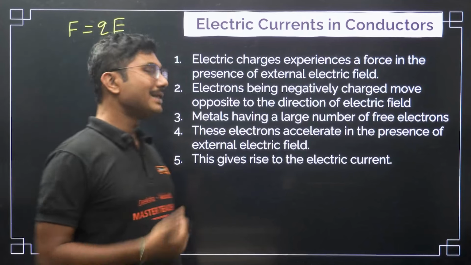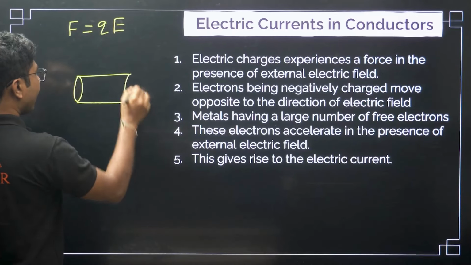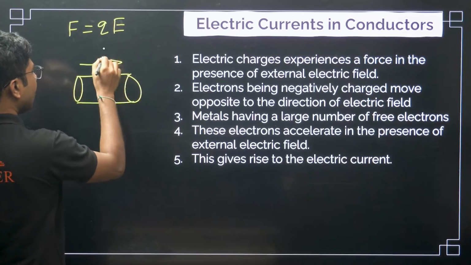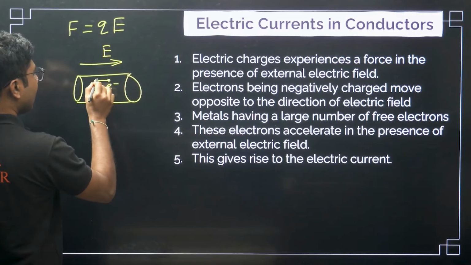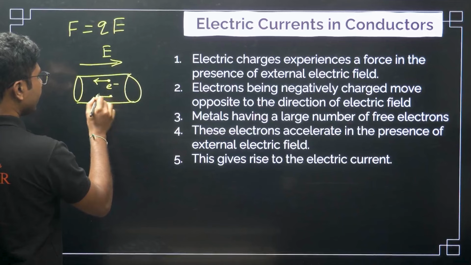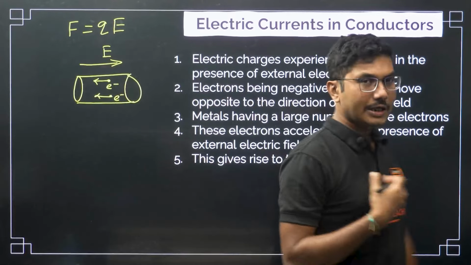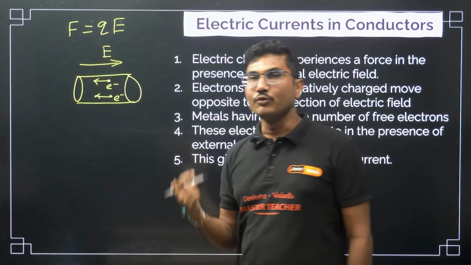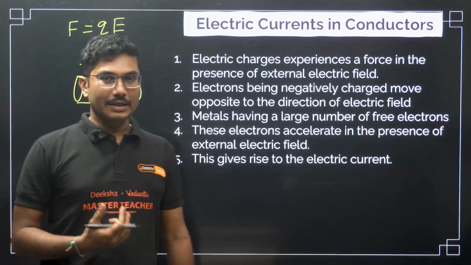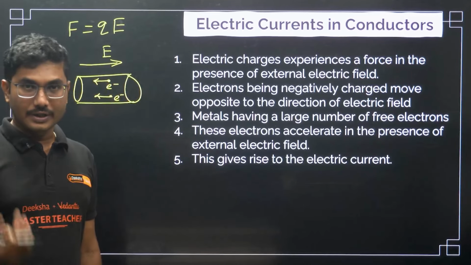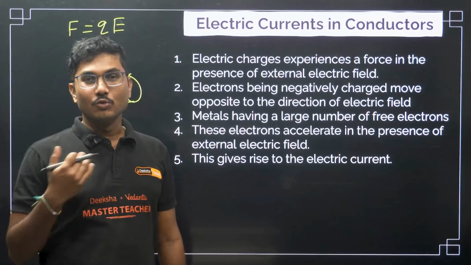This gives rise to the electric current. So you have a conductor, and if you apply some electric field, then the electrons present inside the metal start to move in the direction opposite to that of the applied electric field. Normally if the electric field is not there, these electrons are moving randomly, like gas, right? But as soon as you start applying an electric field, they will start to move in the opposite direction.